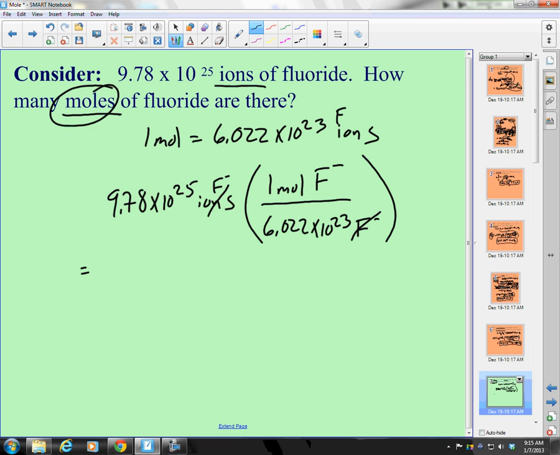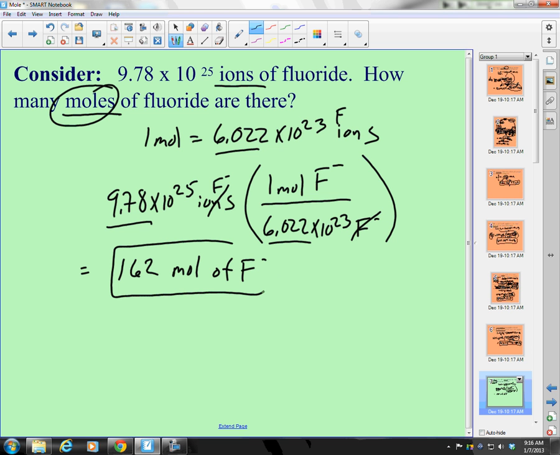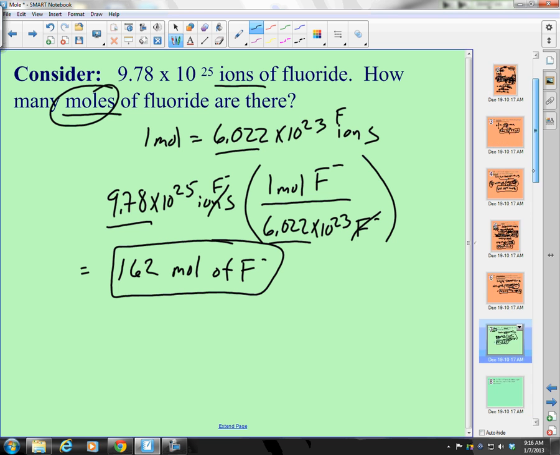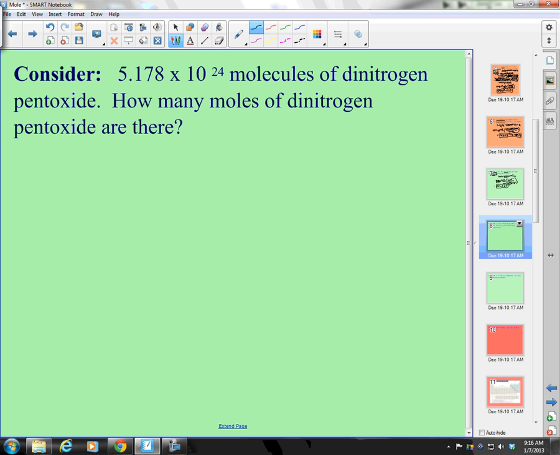So that's the way I do it. Here we go. 9.78 times 10 to the 25th divided by 6.022 times 10 to the 23rd, and I get 162. Three sig figs. I have 4 sig figs here and 3 there, so I can only have 3 here. My answer is 162 moles of fluoride. Woohoo! There we go. Cool. All right, you guys give this one a shot. Bring me back when you're ready.